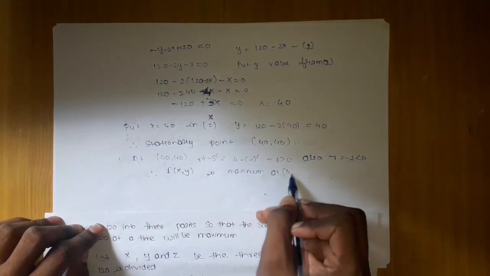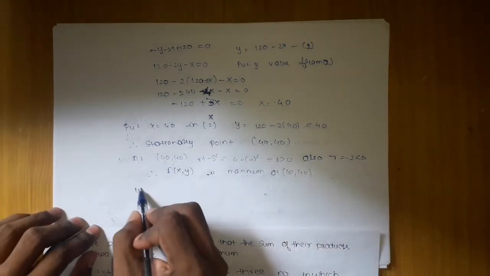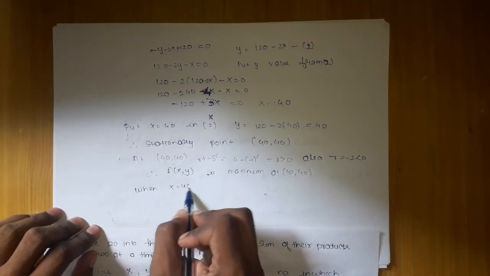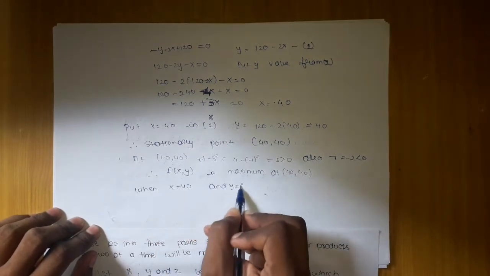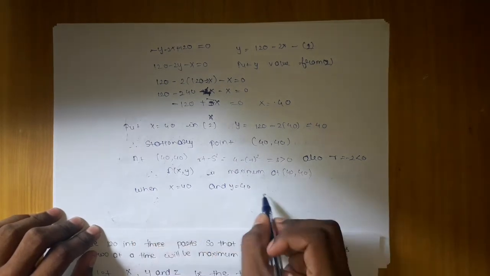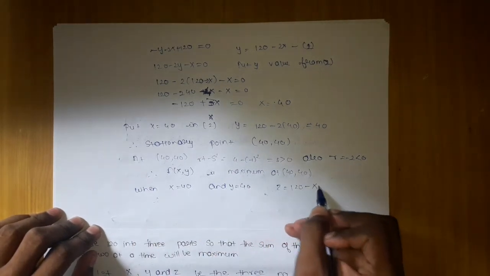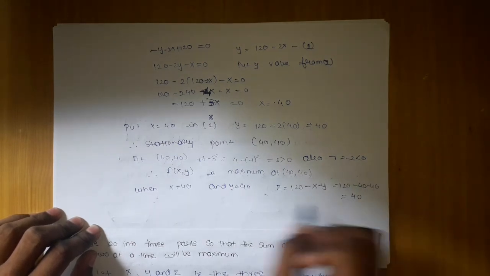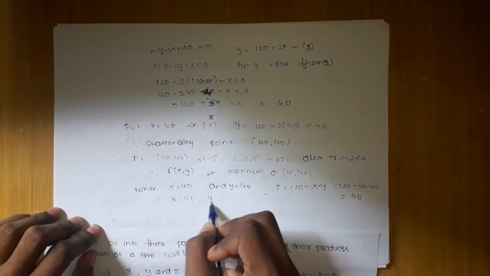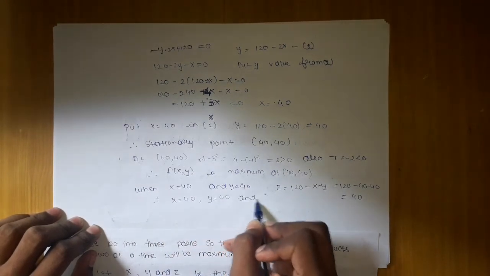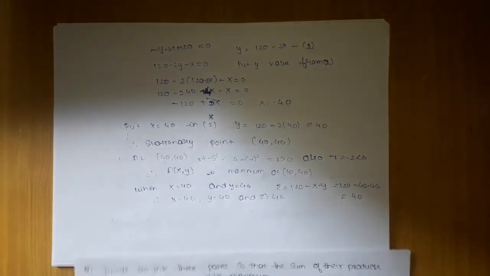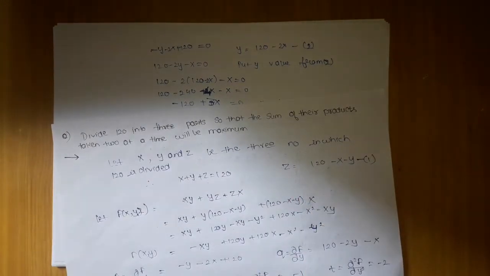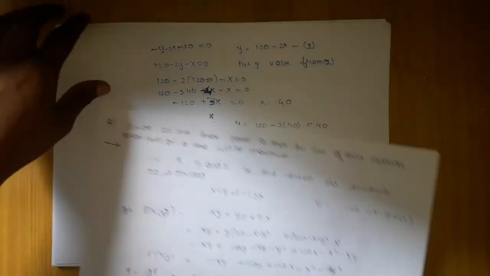So when x equals 40 and y equals 40, therefore z will be what? 120 minus x minus y, which will be 120 minus 80, which will give me 40. So x equals 40, y equals 40, and z equals 40 are the required 3 numbers for which the product of the numbers taken 2 at a time will be maximum, and they will be 40 each.